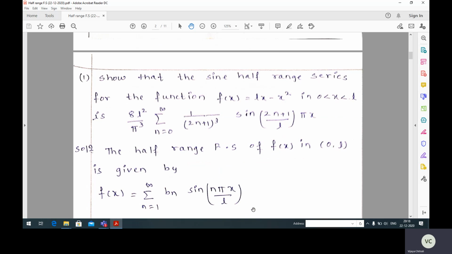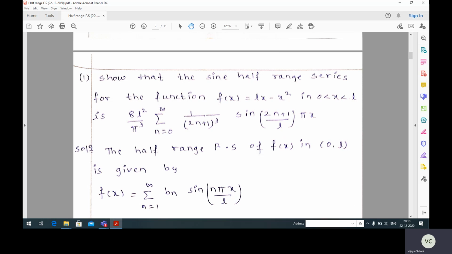Today's first example, we have already discussed this type of example. Show that the sine half range series for the function f of x is equal to Lx minus x square, where x lies between 0 to L, is 8L square by pi cube into summation of n is equal to 0 to infinity 1 upon 2n plus 1 raised to 3 into sine 2n plus 1 pi x divided by L.